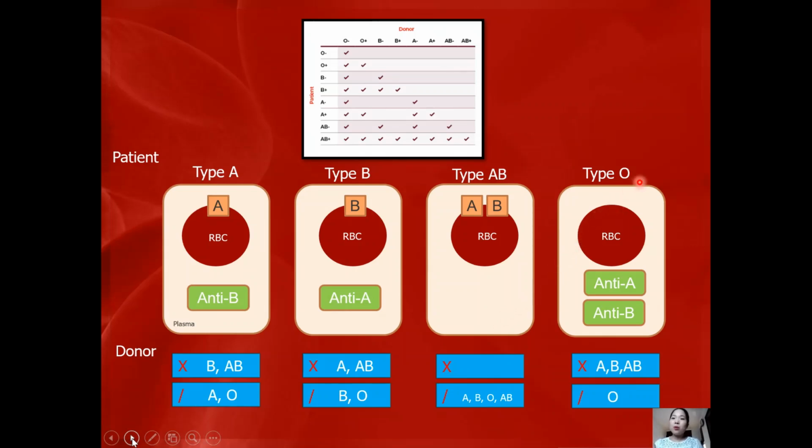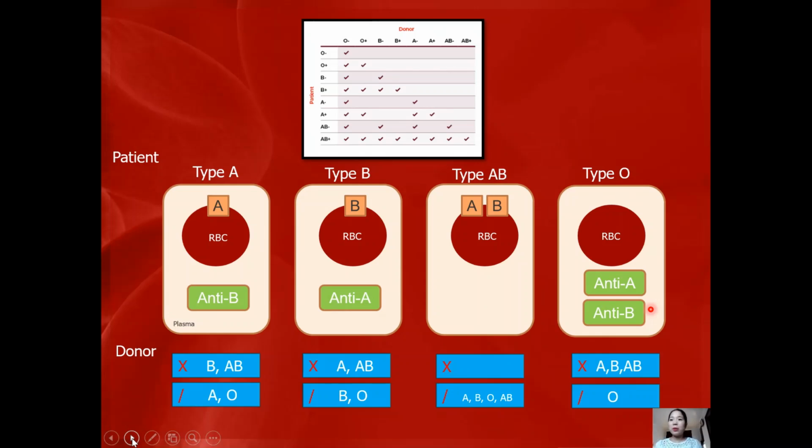And for blood type O, remember in blood type O, it has an anti-A and an anti-B antibody. So if you have this anti-A and anti-B antibody, you cannot give a blood type A, you cannot give a blood type B, or you cannot also give a blood type AB simply because you have two antibodies, the anti-A and anti-B, in the plasma of a blood type O. So what you can only give to this type is only an O blood type. Okay, so that's the rationale behind which blood to give.